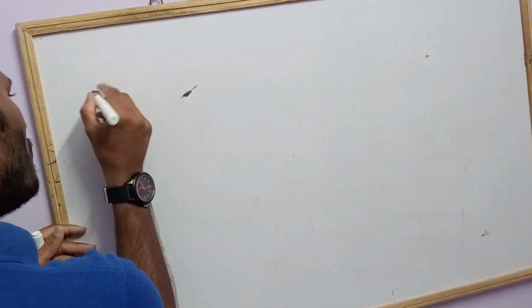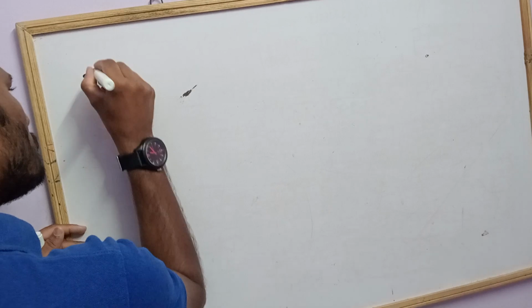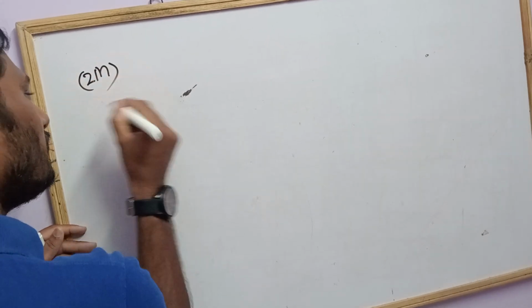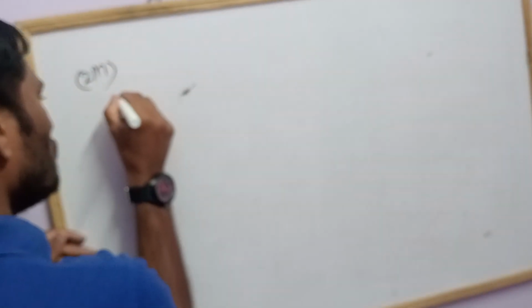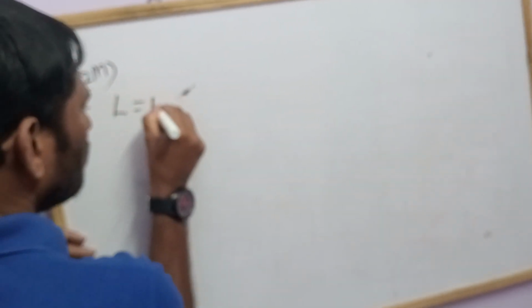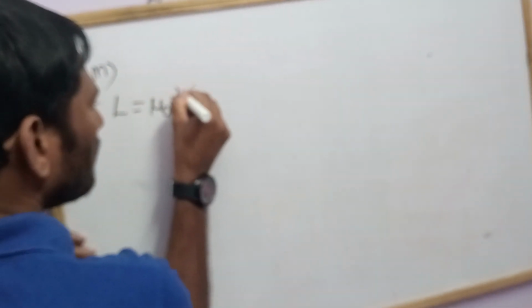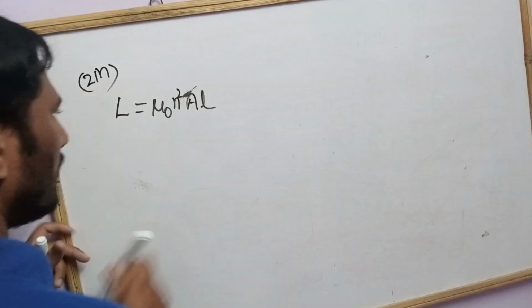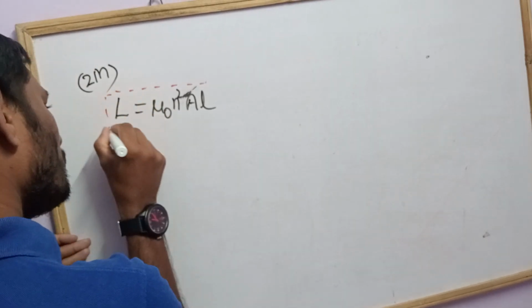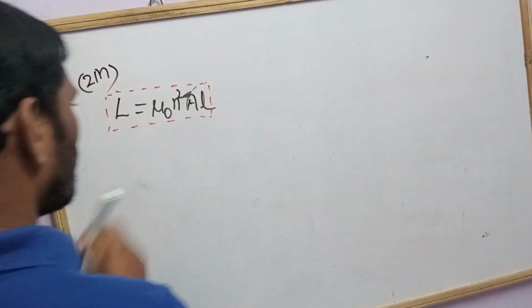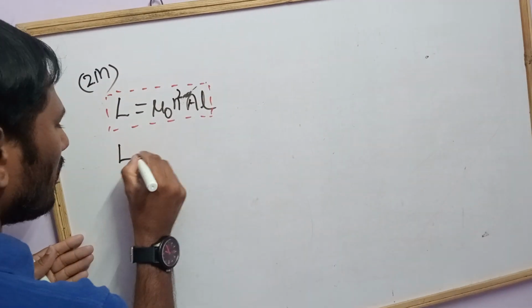That question is best suitable for 2 marks. Writing the expression is for 1 mark. Explaining or defining the terms is for 1 mark. So L is equal to mu naught N square A into l. This is the expression for self-inductance of a coil.